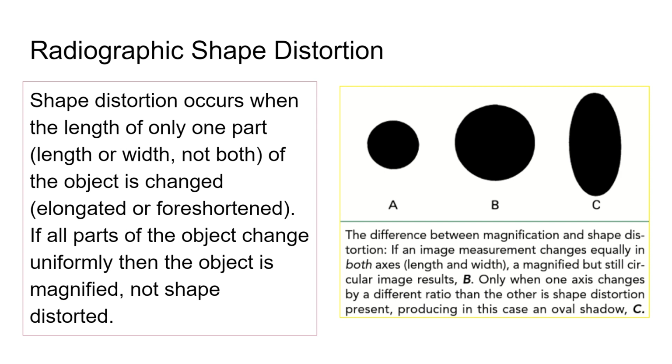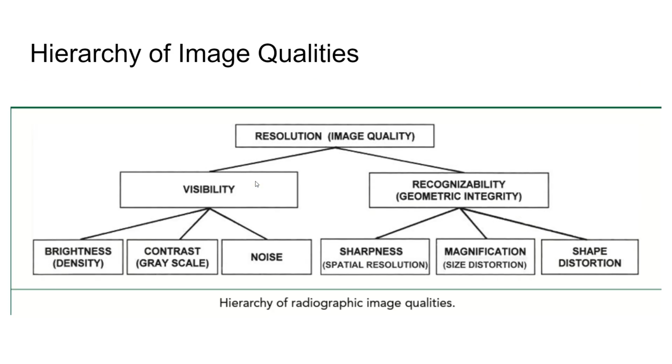Not much you can do to remove shape distortion, except try to keep the object parallel, and to reduce elongation, try to keep the tube perpendicular. Those are basically the rules. Unless you are trying to remove anatomy, right? We do angle sometimes because we want to get superimposition out of the way.